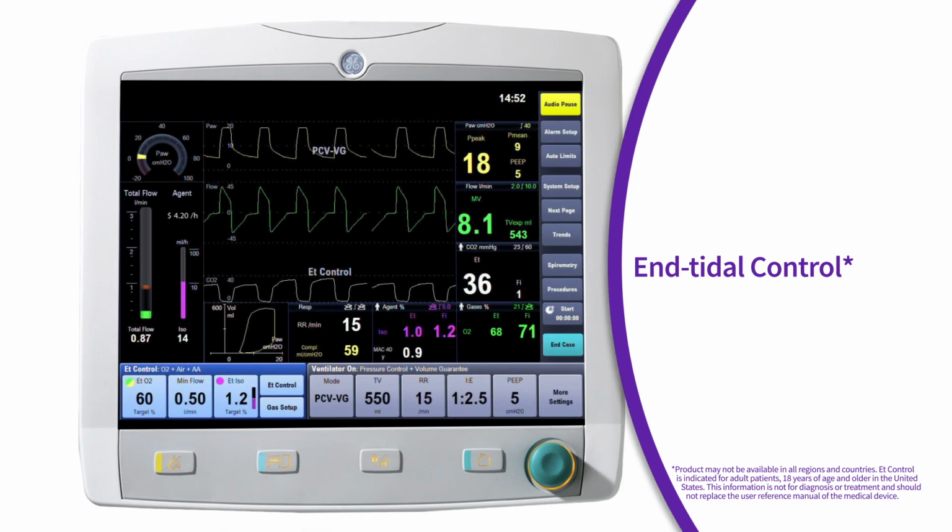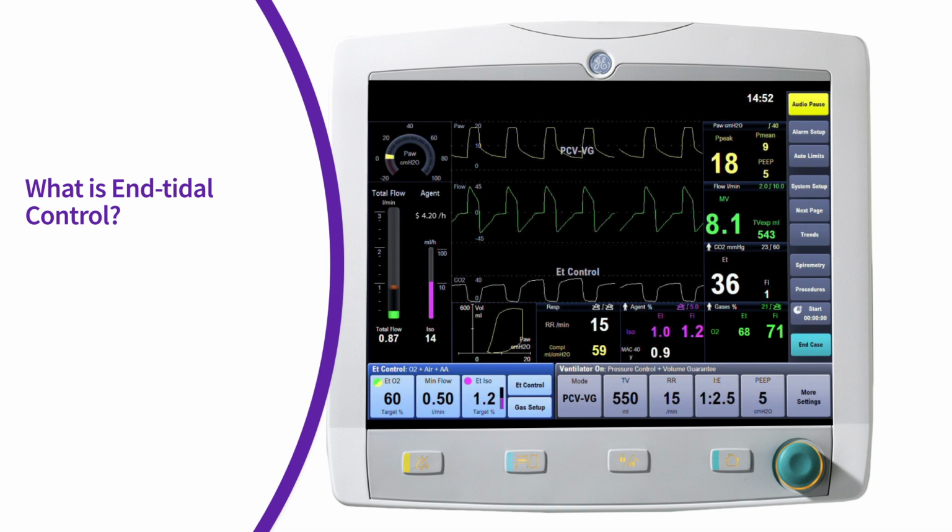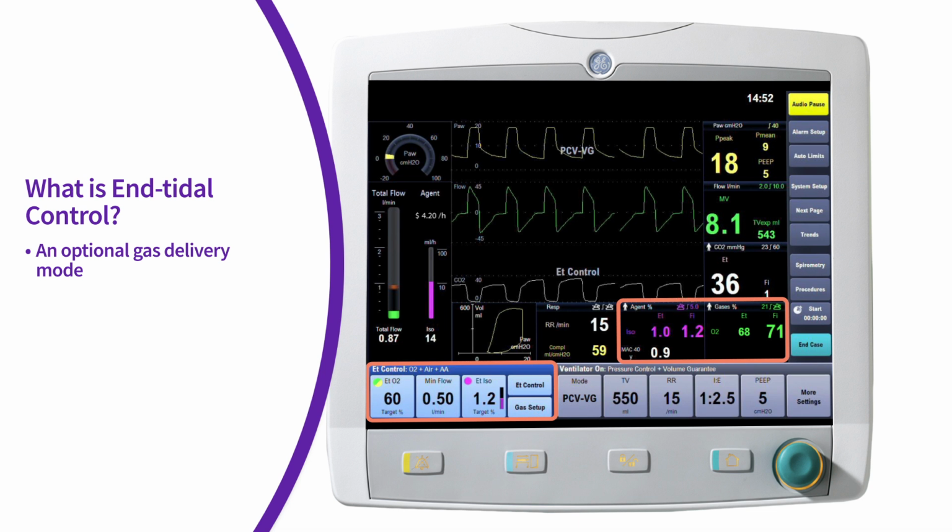This video will discuss the optional end-tidal control software found on GE HealthCare's ACES CS² anesthesia delivery system. Let's get started. What is end-tidal control? End-tidal control is an optional gas delivery mode where the clinician sets the target end-tidal oxygen and target anesthetic agent values. The system monitors the end-tidal oxygen and end-tidal anesthetic agent values and adjusts the gas composition and total flow to maintain the set targets.